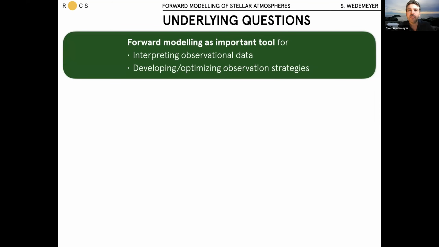So maybe the first point I want to make is that forward modeling of the host star atmospheres is a very important tool, not only for interpreting observation data, but also for developing and optimizing observation strategies. That also means fully accounting for instrumental effects.